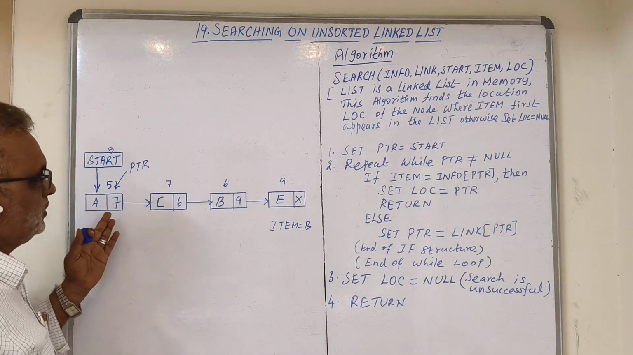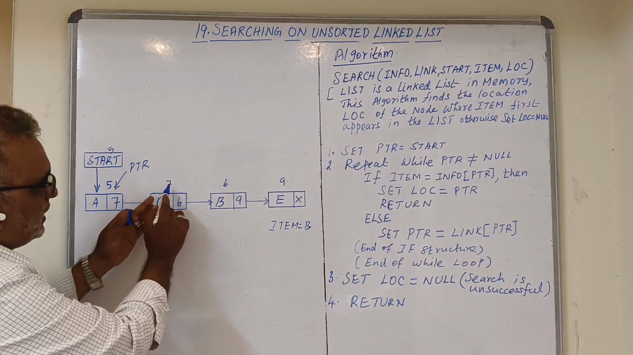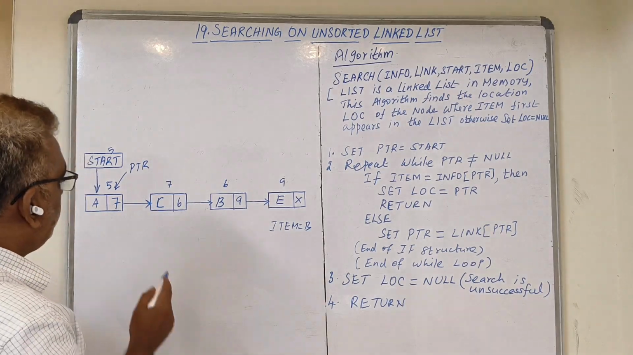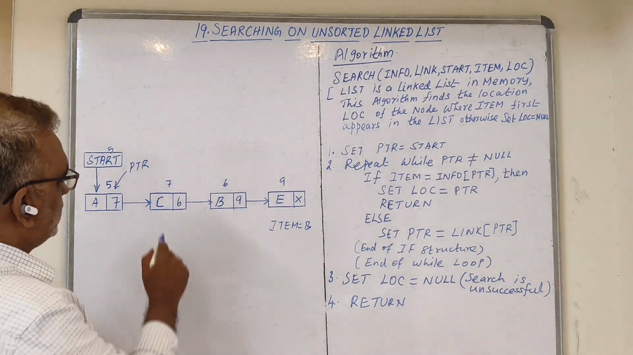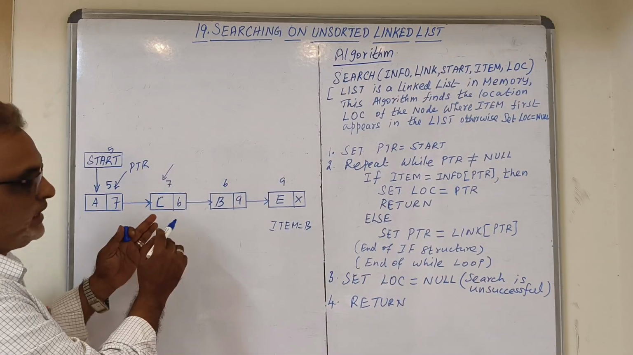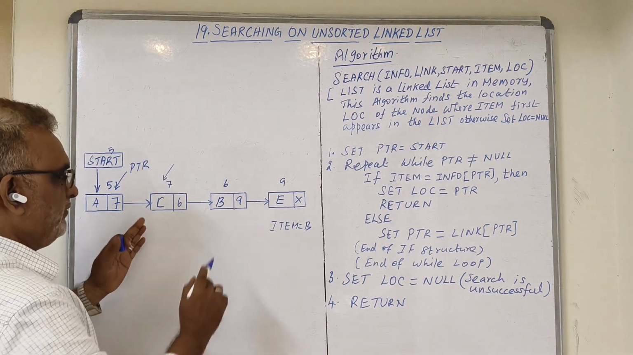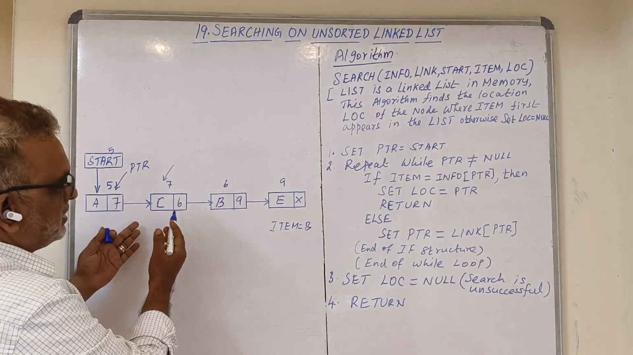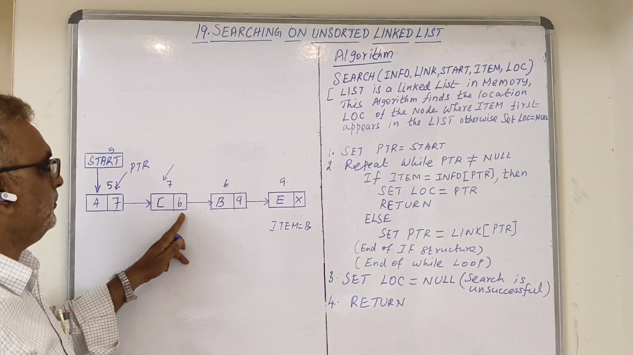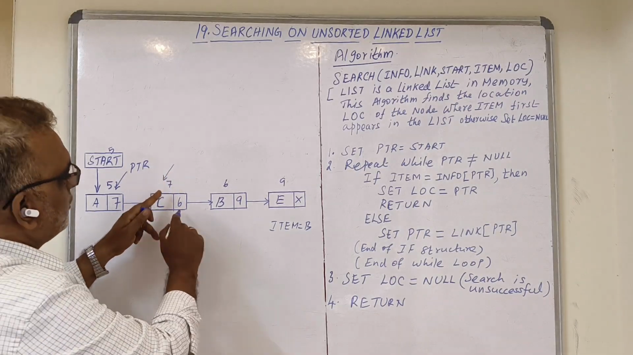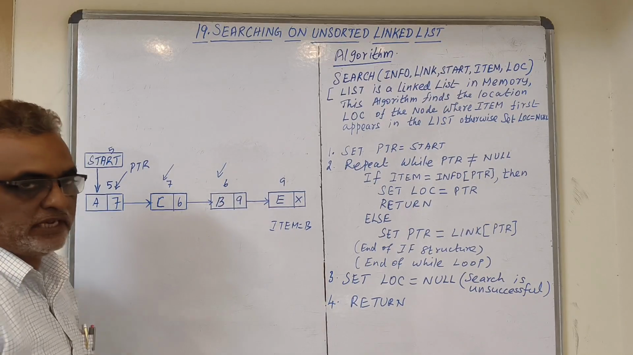The starting pointer is nothing but 5. So that is the first node. Then we move the pointer PTR to the next node by copying the link part of PTR into PTR itself. So it moves here. Check the value of the information part of the second node with the given item. Again, if it is not equal, we store the link part of this PTR in PTR. So the link part of PTR is 6. Now the PTR moves to the next node.